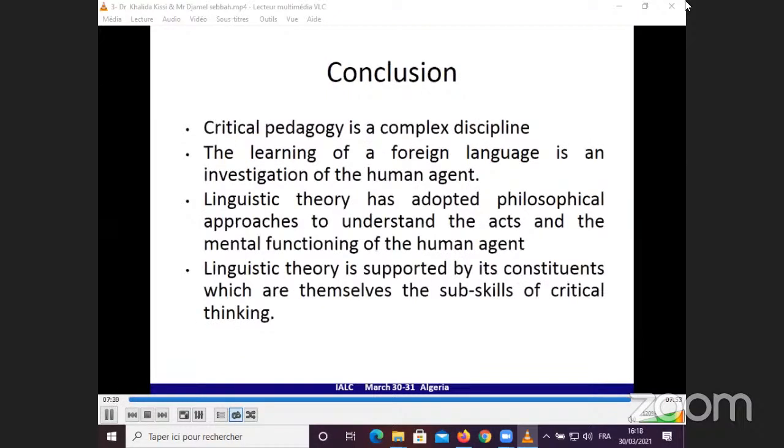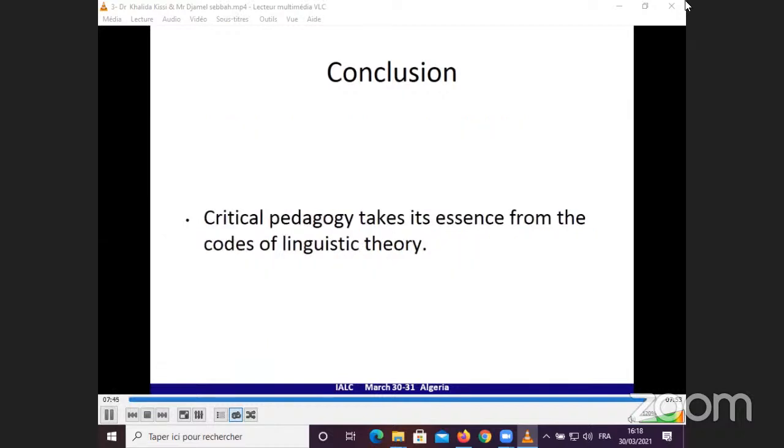To conclude, the foundation of linguistic theory and knowledge about language are themselves the foundations of the learning of English as a foreign language. This learning is mechanically designed to be critical. With this, critical pedagogy takes its essence from the codes of linguistic theory.